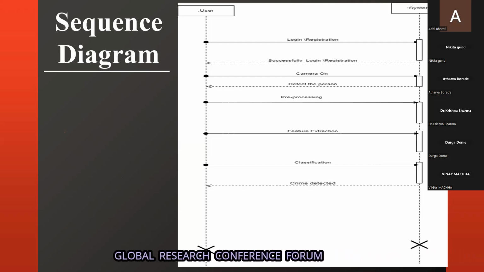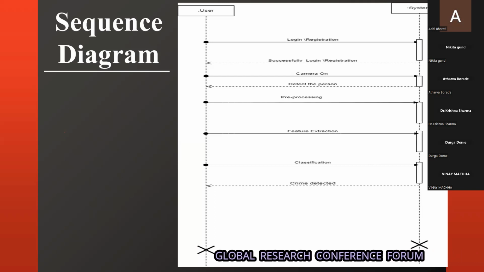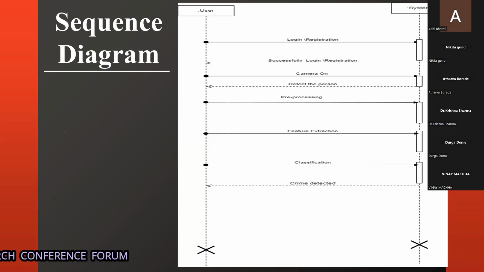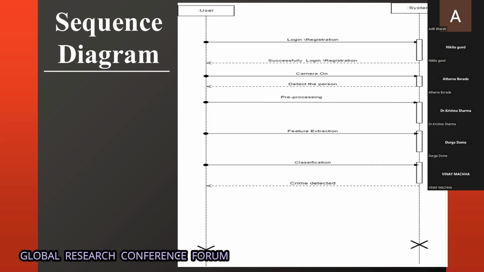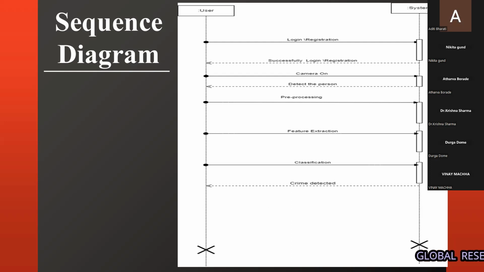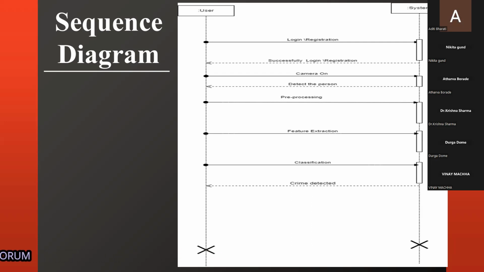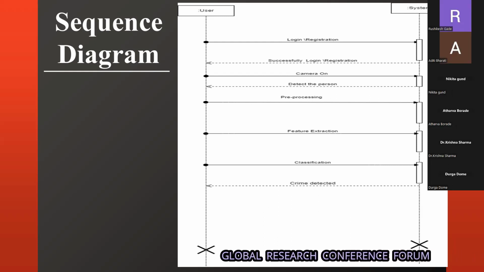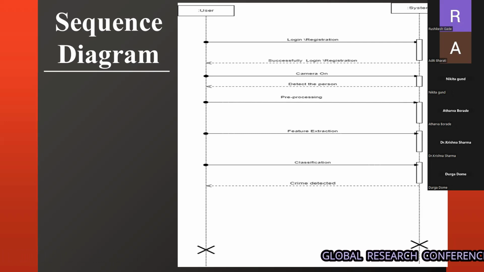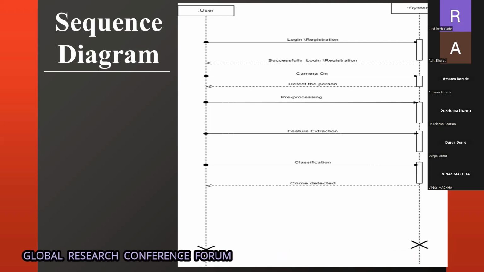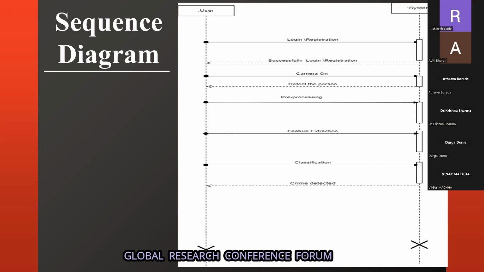First is the sequence diagram. In the sequence diagram, we show the interaction between the system and the user. First the user logs in or registers. After the login, the system produces a message of successful login. After that, the camera is on and detects the person, and pre-processing and feature extraction are done by the pooling and convolutional layers. After that, classification is done by the CNN. Then after classification, the training model is where the images are trained. After training, whether a crime has happened or not is detected, and a message is sent to the authorized user.